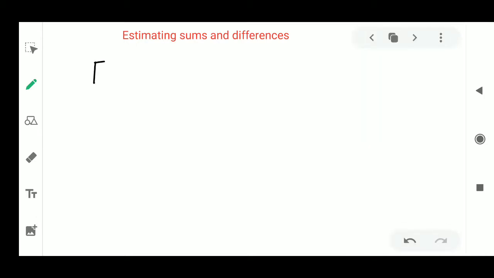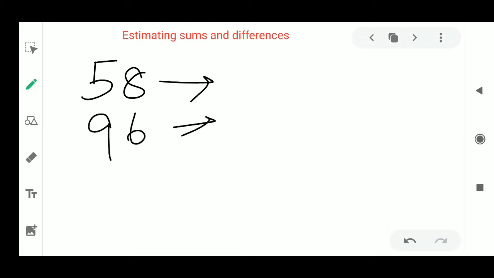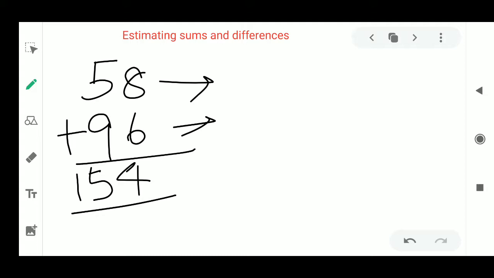Suppose they are 58 and 96. Normally you would add 8 plus 6, which is 14, carry 1, and get 154. Now, by estimating, you estimate 58 and 96. In the question it will be given whether you have to round to the nearest 10, 100 or 1000, so no need to worry about that.